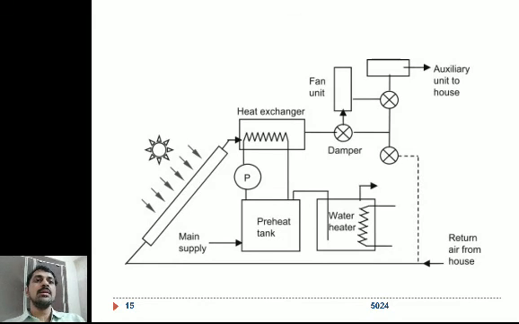So these are the different types of solar water heater systems. I hope it was informative and well explained. If you have any doubts, please revert in the group or through messages. You can read a lot of articles on these topics. It is available throughout the internet.